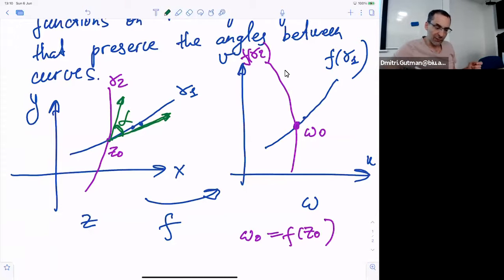Then the statement is that if you do the same construction on the plane W, namely you draw a tangent vector for the curve F of gamma 1 and a tangent vector for the curve F of gamma 2, these will be in general two different vectors. Yeah? But the angle between these two vectors will be the same as the angle between the vectors on the original plane. So this is the statement that the angle is preserved.